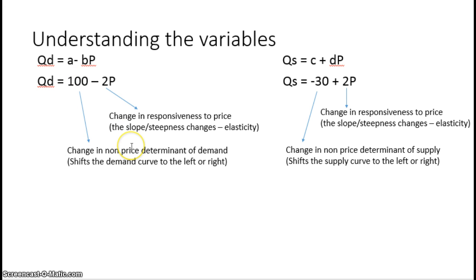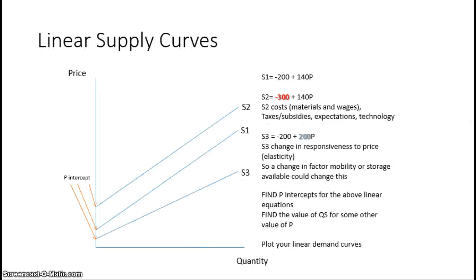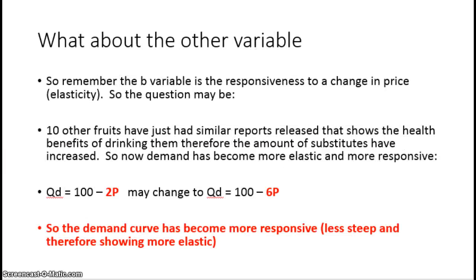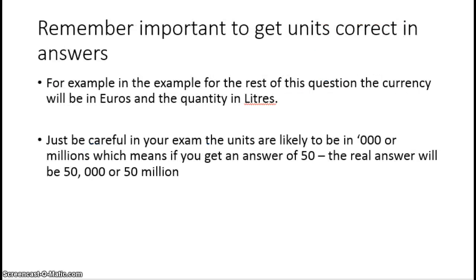So a change in a non-price determinant of demand or supply is A and C. For B and D, it's the responsiveness. This shows us essentially the elasticity and how steep the demand or supply curves are. This was illustrated in these slides. Then we reminded ourselves what this looks like when we change these equations, so the different variables. And finally, we reminded you to be careful that you put the right units in.